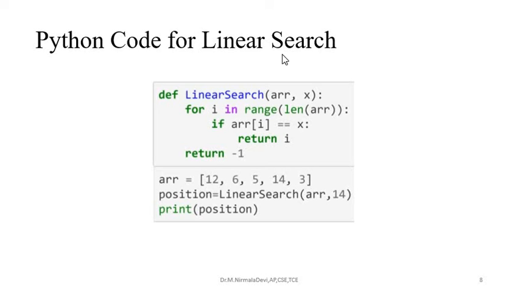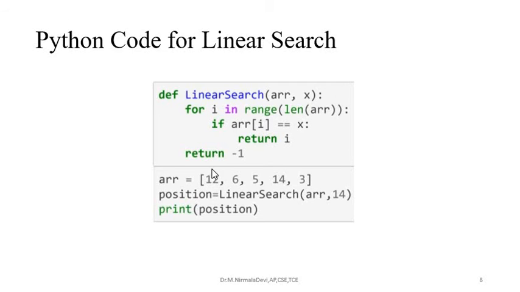This is the Python code for linear search. It uses a function, def linear search, with the array of elements and the element x to be searched. It is an iterative process, so a for loop is used here. For i in range of len of array, in this example the length of the array is 5, that is range 5, 0 to 4, 0 to n-1. If array of i is equal to x.